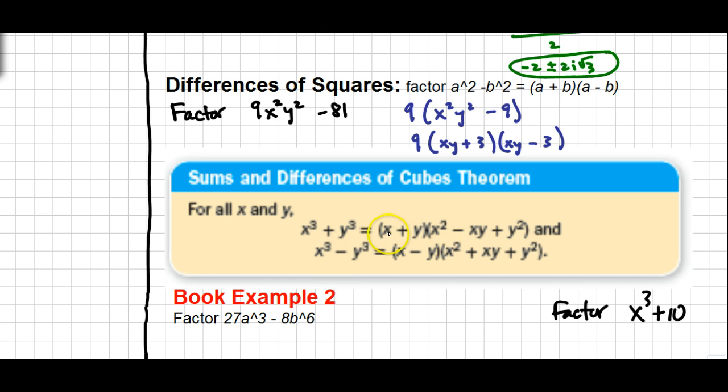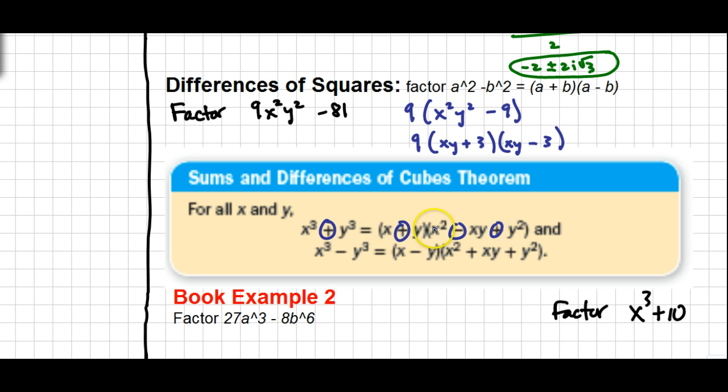Then you're going to use those two cube roots to build the rest of your factor. So the first term here is going to get squared at the beginning. The last term here is going to get squared at the end. And then in the middle, you're just going to take the two pieces and multiply them together.